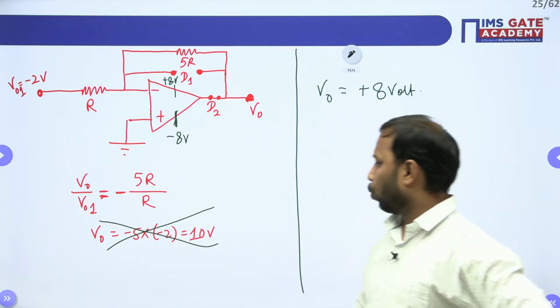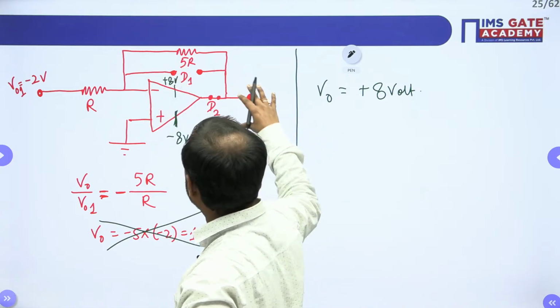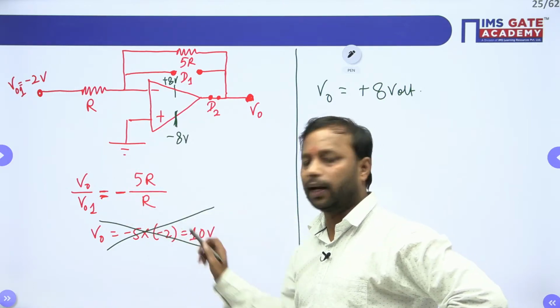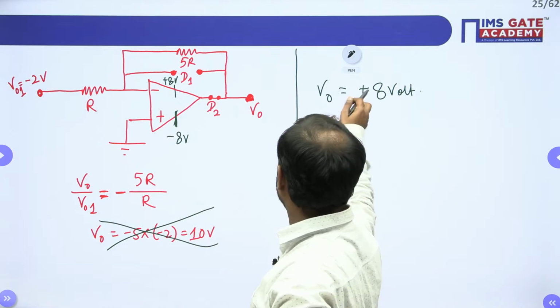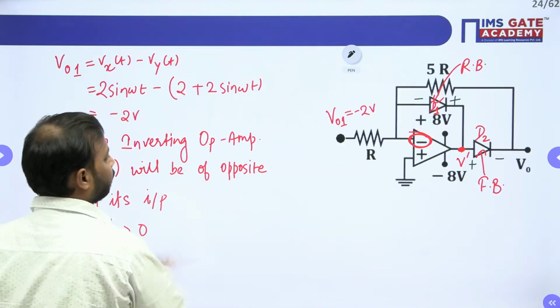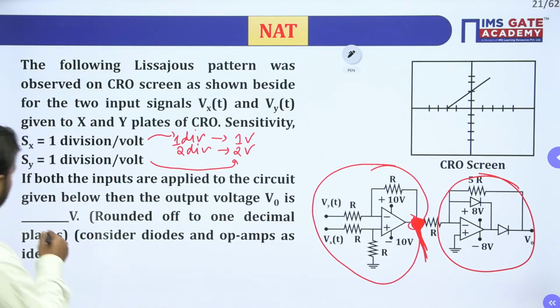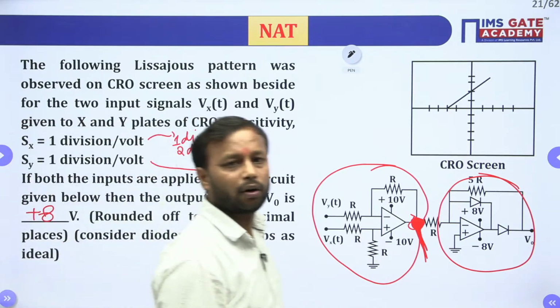Am I clear? Why is this not valid? Because your output voltage is maximum plus 8 volt and minus 8 volt, and with this formula we are getting plus 10 volt, which is not at all possible. So your output voltage will be fixed to plus 8 volt. So the answer which you need to feed here is plus 8, which is the correct answer for this question.